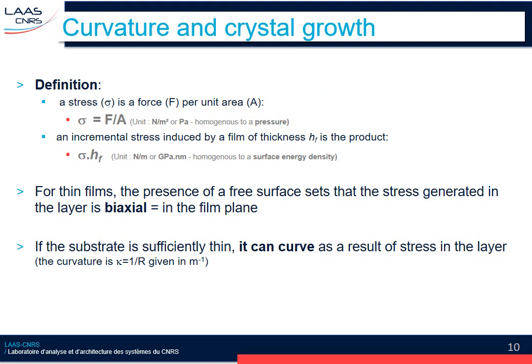Rapidly, a few definitions. So stress is a force per unit area, and I will speak about incremental stress, which is the product of the stress and the thickness of the film, which unit will be in Newton per meter or gigapascal times nanometers. For thin films, the presence of the free surface sets that the stress generated in the layer is biaxial. That means that it's in the plane of the film. And finally, if the substrate is sufficiently thin, it can curve as a result of stress in the layer. And then we'll speak about curvature, which is 1 over the radius of curvature.